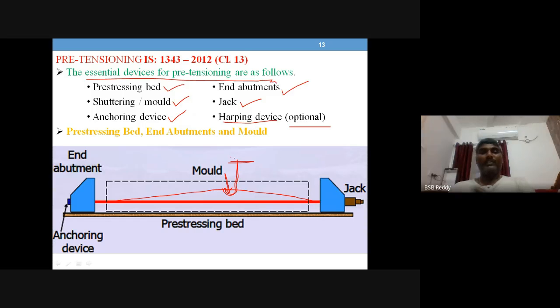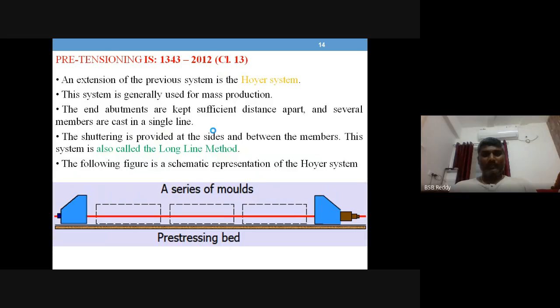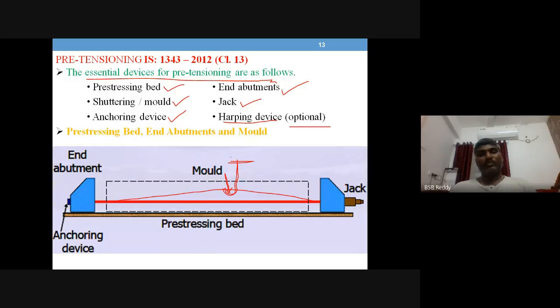So that is called a harping device, which is optional. If you have a straight tendon, you don't need a harping device. If there are some kinks in the tendon, then you need a harping device. Okay, so these are the essential devices for pre-tensioning for the pre-stress to be induced. Okay, right. We'll talk about much more in the next session. Right. Thank you.